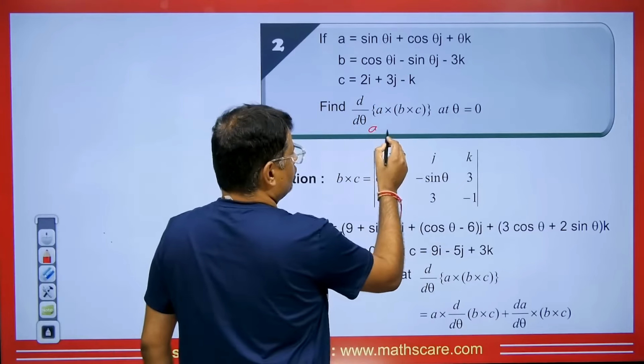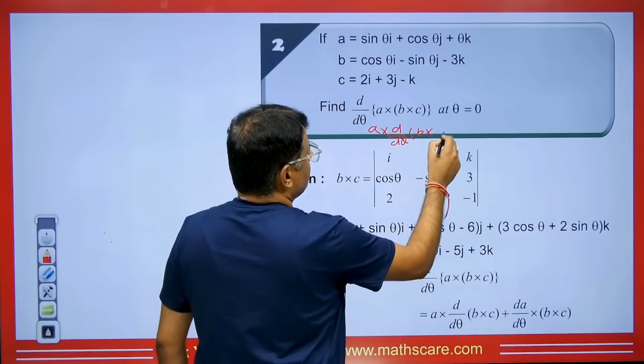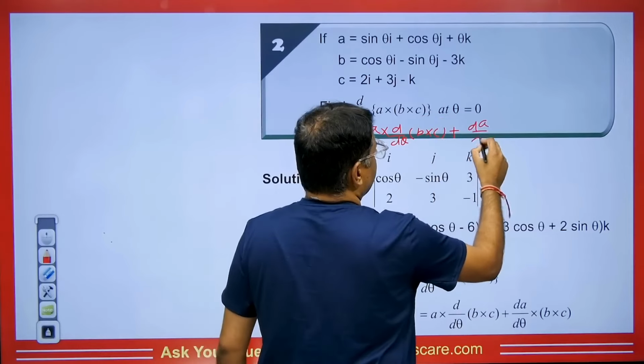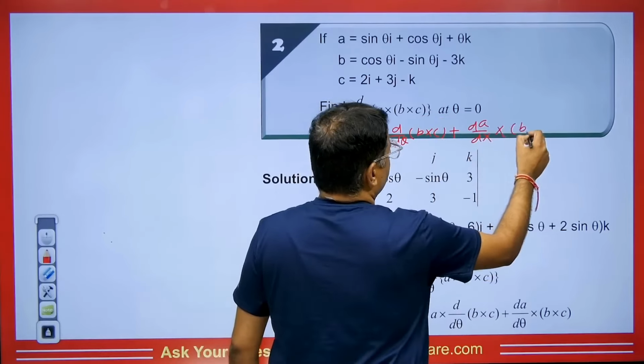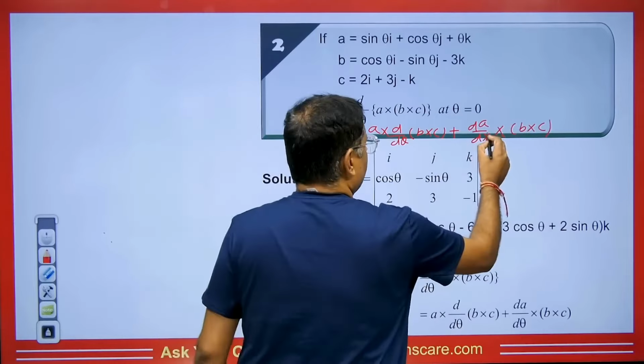If I solve this, we take out A. Then we will multiply it with d by d theta of B cross C. Then what will we do here? We will do it for A, that will be d by d theta of A, dotted with B cross C, right? Clear? Pay attention to this. It's theta here. Is it clear?